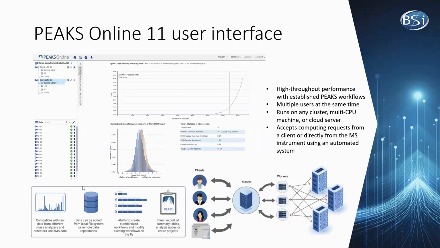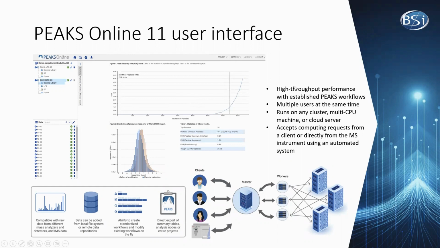So Peaks Online 11 is accessed through a web browser, but again, you can have multiple different analyses. When you open up a particular project, you can simply create new analyses by clicking this plus sign beside the project name. And all of the other features, such as generating spectral libraries or uploading protein sequence databases, can be done in the settings tab at the top.